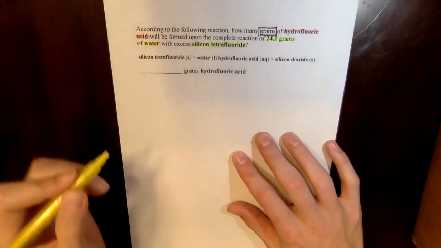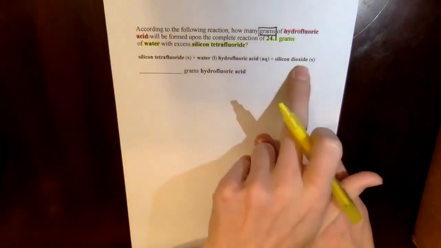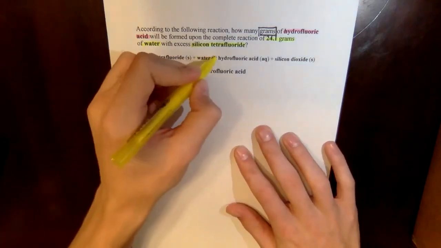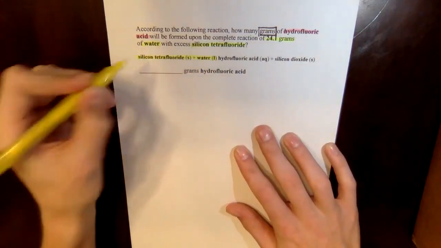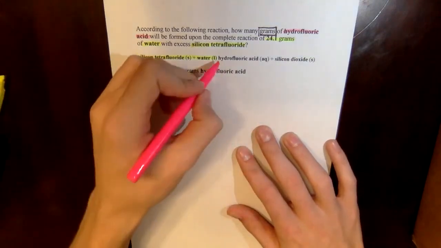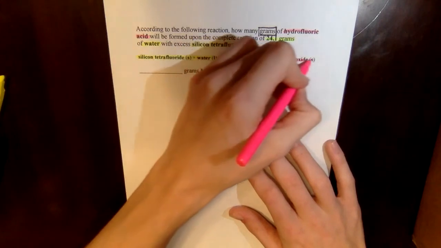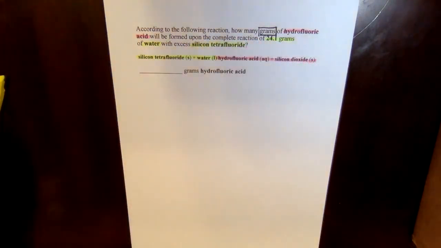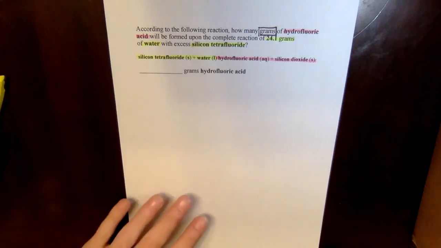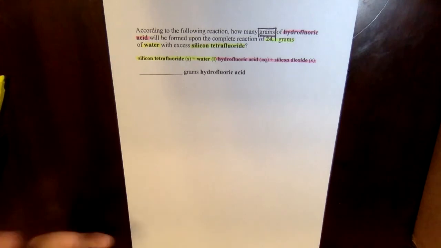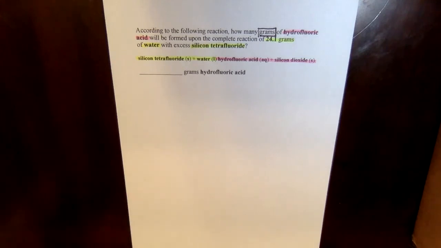Now, if we look at our chemical equation here, we have silicon tetrafluoride plus water as our reactants, and hydrofluoric acid plus silicon dioxide as our products. Now, our equation is not written out as a complete balanced equation. It's written in words, so that's something that we need to take care of.